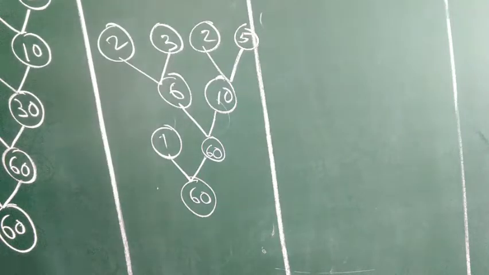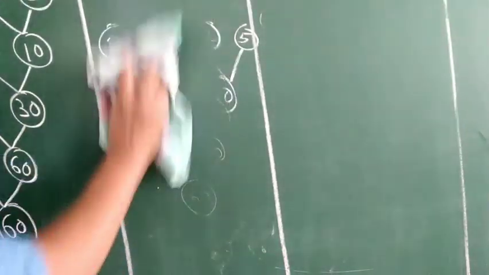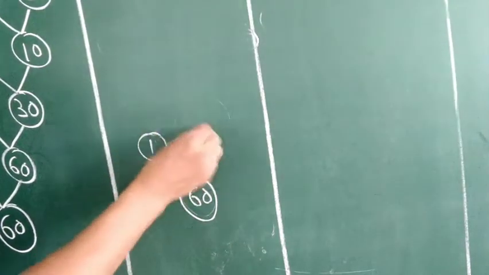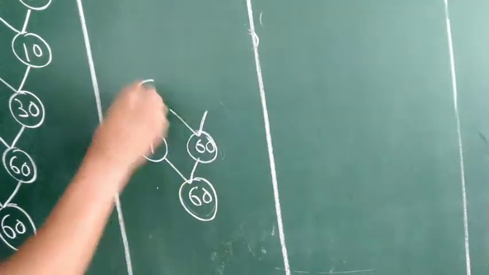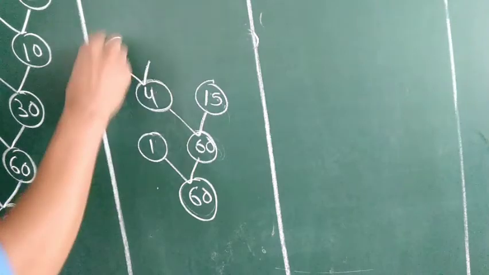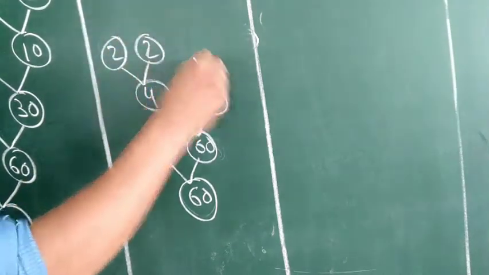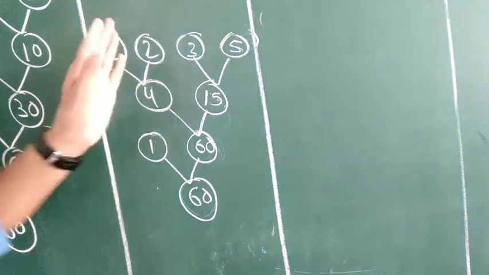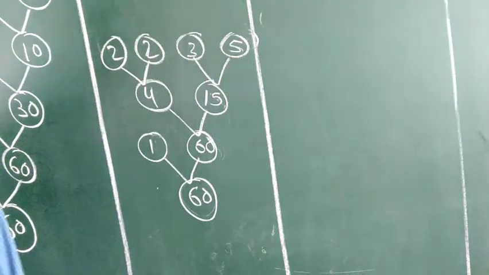Yes. One more way is there. One more different answer is here. See, 60. It is 1 into 60. Then see, it is 4 into 15. Then again, it is 2 into 2. And see, it is 3 into 5. So like this, these are the factors of 60. Okay?